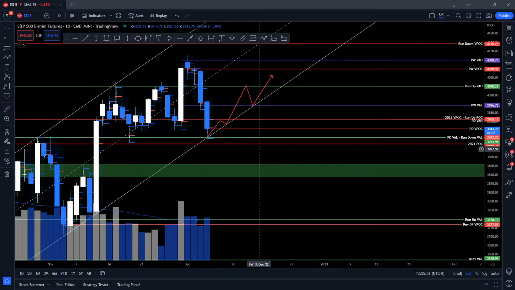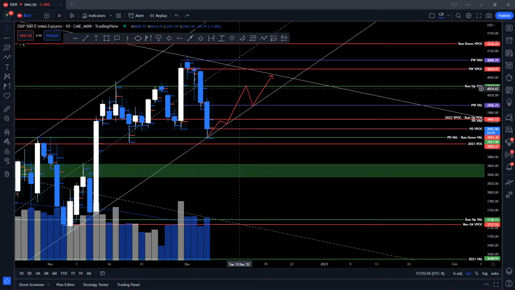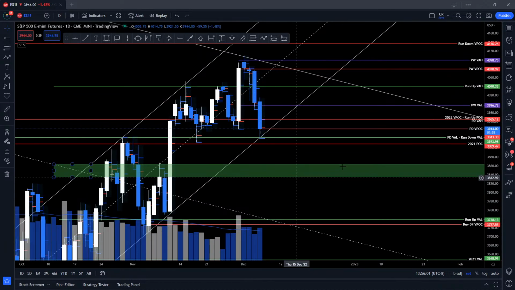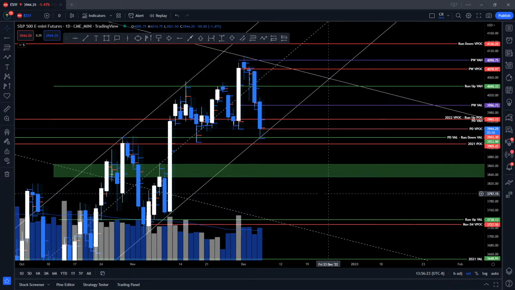I don't know why I'm still feeling bearish. Basically I never go into any trading day with any kind of bias in either direction. I trade what the market gives me. But this is definitely looking bullish here, bouncing off this trend line and bouncing off of the previous day value area low and rundown value area low.